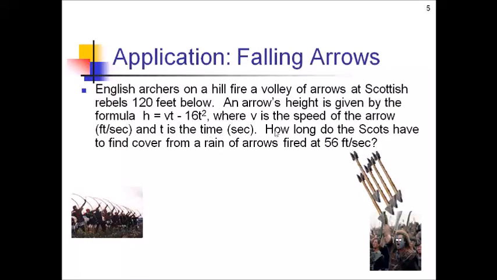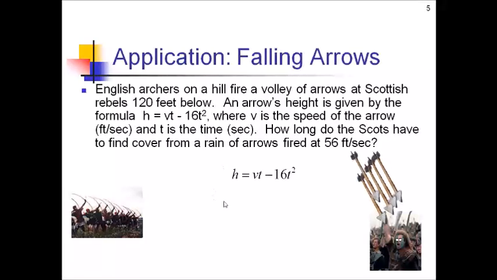We want to know how long the Scots have to find cover from this rain of arrows that's been fired at 56 feet per second. So we've kind of frozen time here. We're actually going to go back in time before we even got in this situation so they can calculate in advance how long they're going to have to lift those shields. And why don't they just keep their shields up in the beginning? Well, they want to lure the English archers into firing and wasting their arrows. So if you put your shields up right away, obviously that's going to give away the game and they're not going to fire their arrows at you.